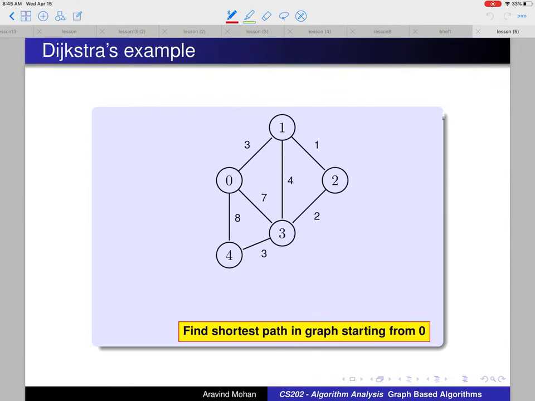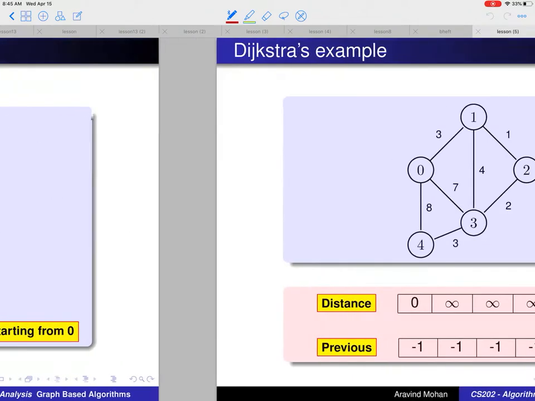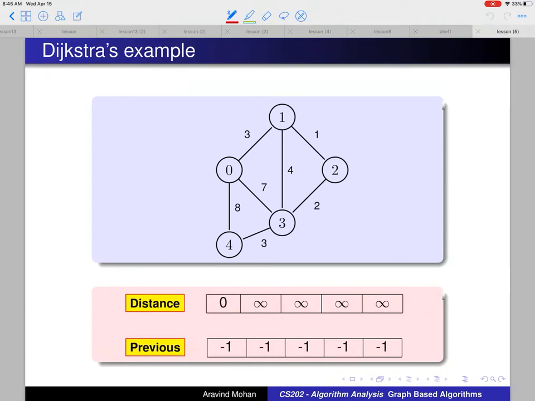So let us now look at the example for Dijkstra's algorithm, and at that point we will also look at the pseudocode of the algorithm. So let's say that we are given this graph G. In this case, it's an undirected weighted graph. And let's keep in mind the algorithm would also work for a directed graph as well. But here we are just considering an undirected weighted graph. And we would like to start from vertex 0. And we want to know the shortest path from vertex 0 to all other vertices.